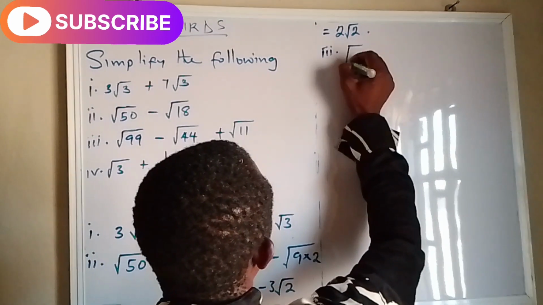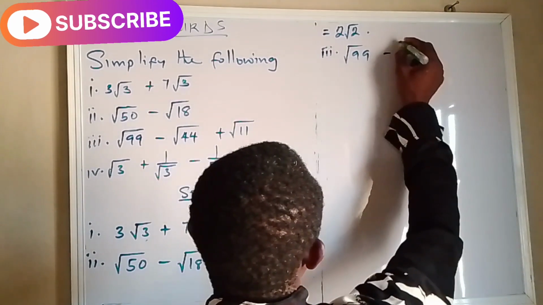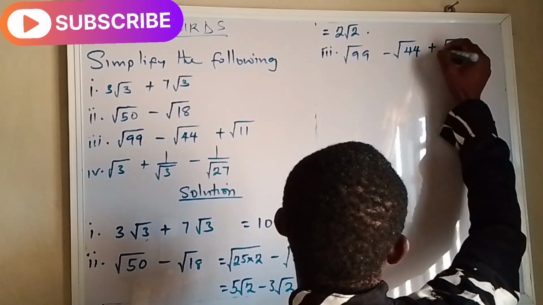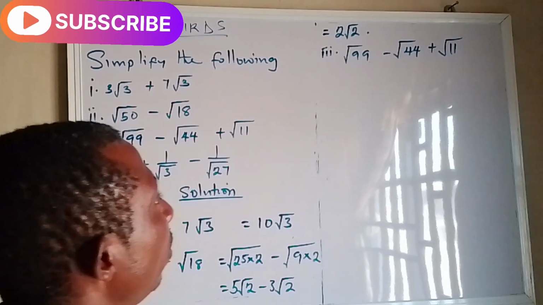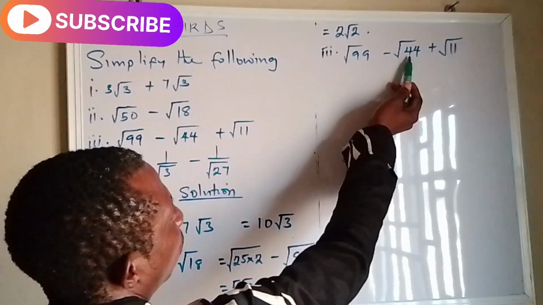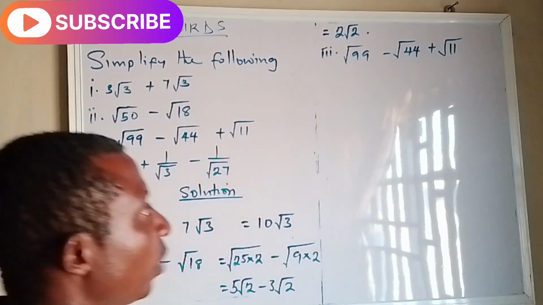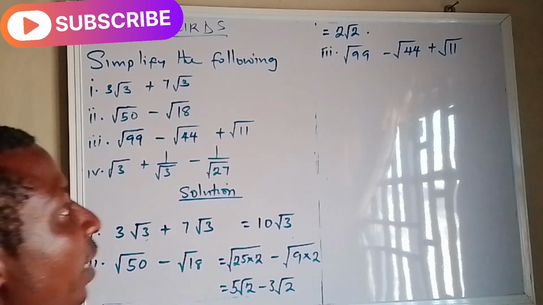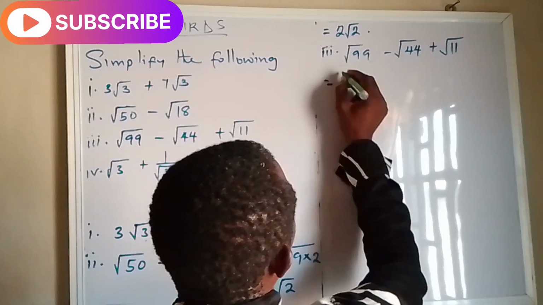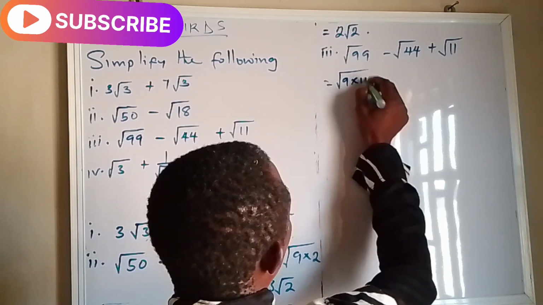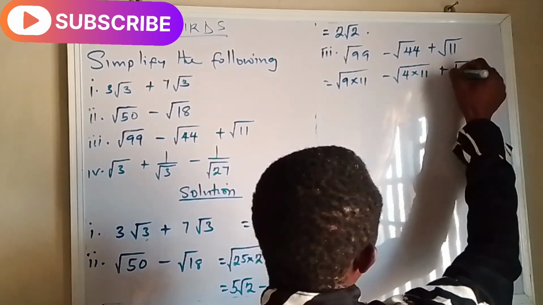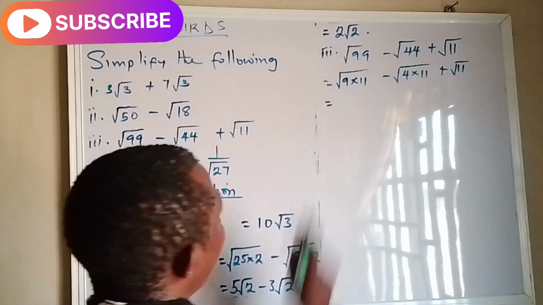The third one: square root of 99 minus square root of 44 plus square root of 11. Now, you have to look at this. This must be converted to its basic form, and this one is already in its basic form because you can't get any other perfect square here. No perfect square will go in this apart from 1. So this will turn to square root of 9 times 11 minus square root of 4 times 11 plus square root of 11. So square root of 9 is 3.